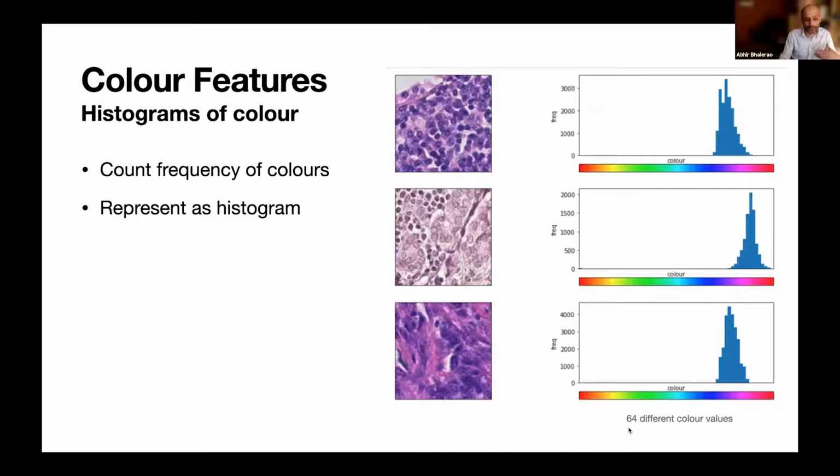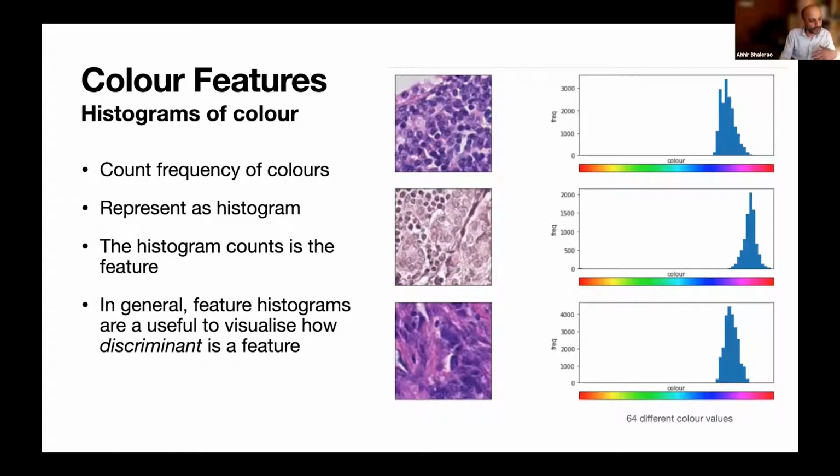And here I've done a little trick where I've quantized the colors into 64 different colors, and we can choose a quantization when we calculate the histogram for each of these patches. This trick of looking at features as histograms is quite useful, not just for color. It's a nice general way of taking any sort of feature that you calculate from an image and comparing them by eye just to see how discriminant they might be. If we see differences in the shape of their distributions between the classes that we're looking at, perhaps they might be useful features to use.